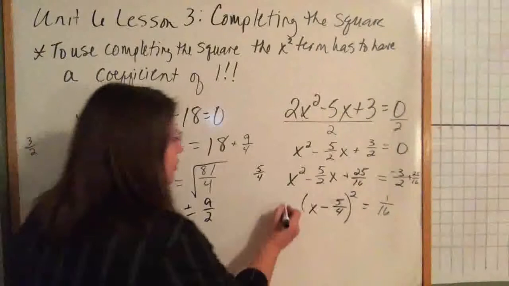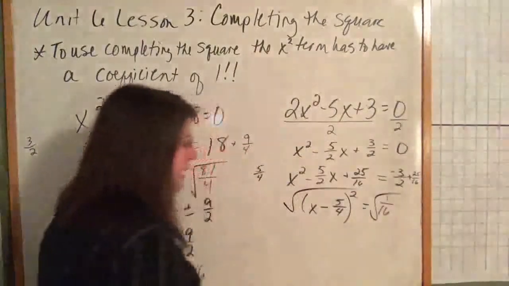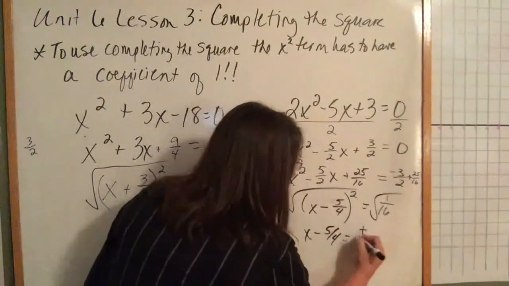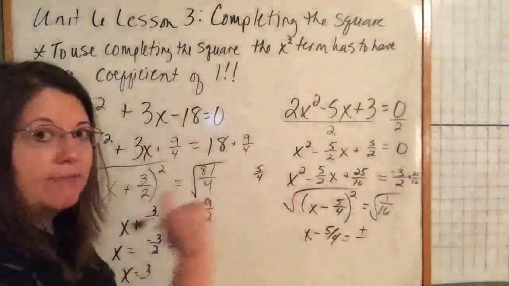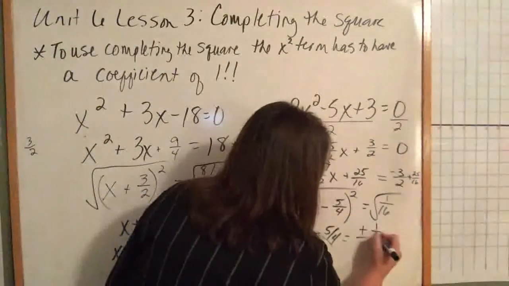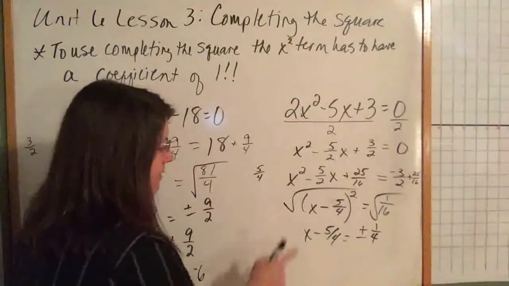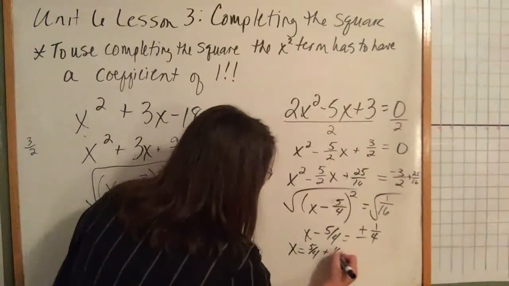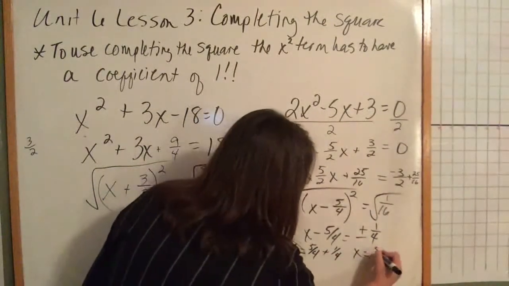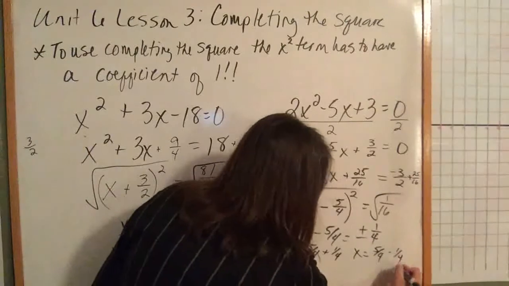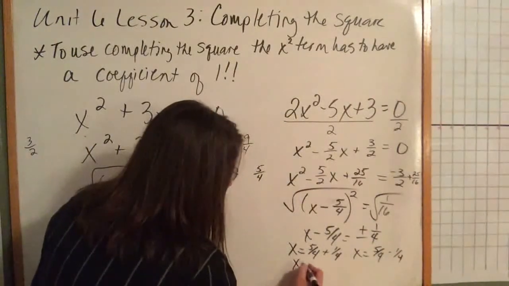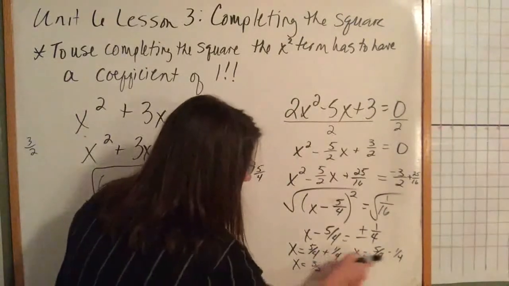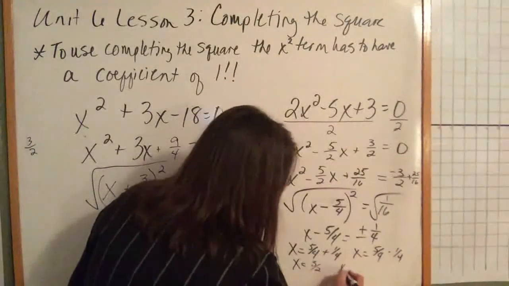The next thing I have to do is take the square root of both sides. I've got x minus 5/4 equals plus or minus the square root of 1/16, which is 1/4. So then I have x equals 5/4 plus 1/4 and x equals 5/4 minus 1/4. My two answers will be x equals 6/4 or 3 halves and x equals 4/4 or 1.